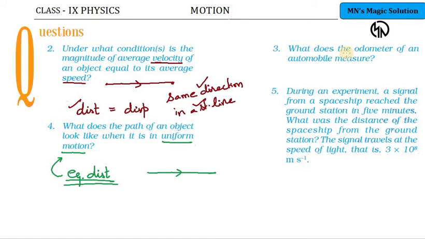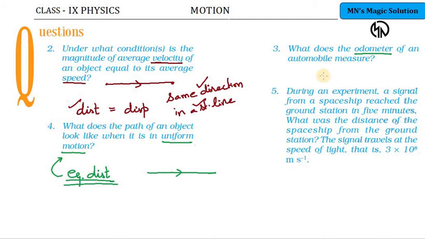Coming to the 3rd question, what does the odometer of an automobile measure? In our 2-wheelers or cars you can find 2 meters. One is the speedometer, which shows at that particular instant what speed the vehicle runs at, in kilometers per hour. There will be another meter which gets incremented periodically, as it shows the distance traveled. The meter where we see how many kilometers have been covered is called the odometer.